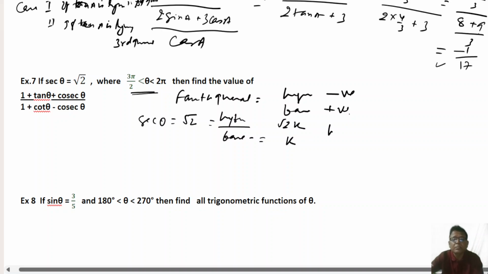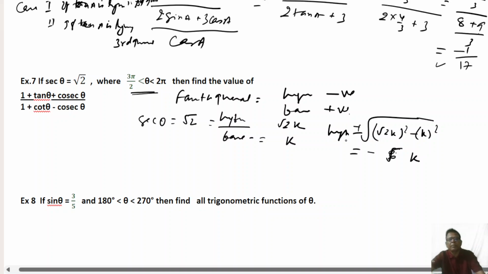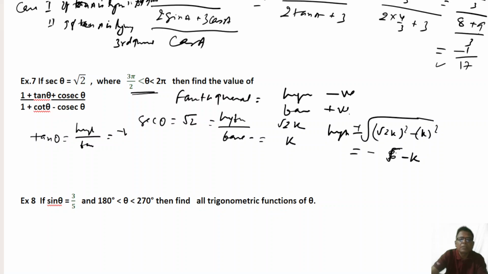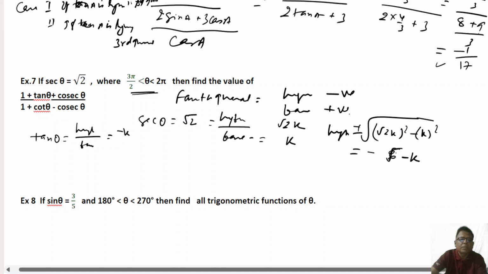Then what will be the height? Height is root of root 2k the whole square minus k square. So that will be plus or minus k. We should take plus or minus; definitely we have decided this, it will be minus only. Now tan theta is equal to height by base. So height is minus k, base is k. So tan theta is equal to minus 1.